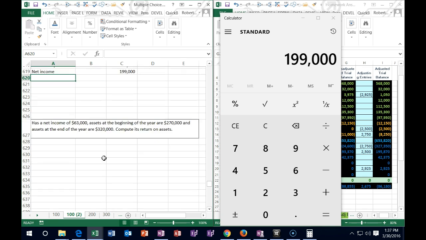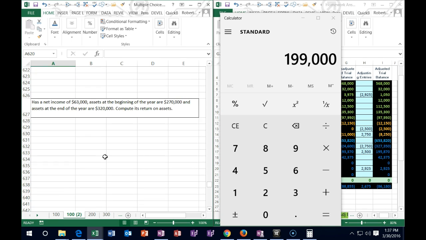Let's see what else we got here. Has net income of 63, assets at the beginning, 270, and assets at the end. Compute its return on assets. So once again, we got our return on assets. So I'm going to put the formula for return on assets. And how do you calculate that? It's going to be the net income. That's what we earned, how we did throughout the year. So we're going to say that is 63.